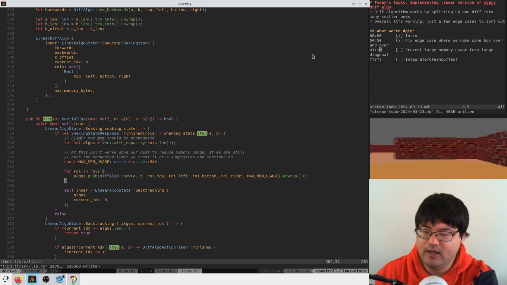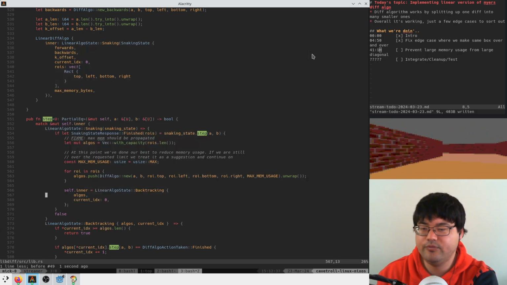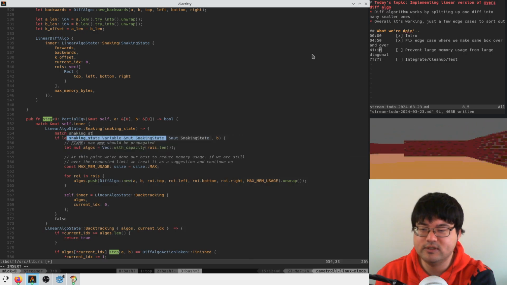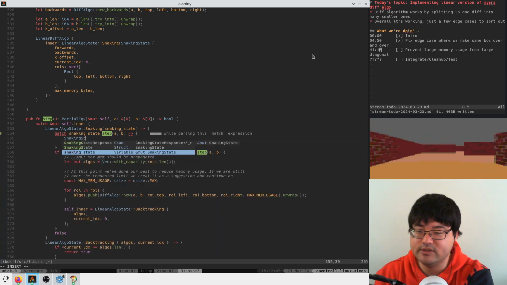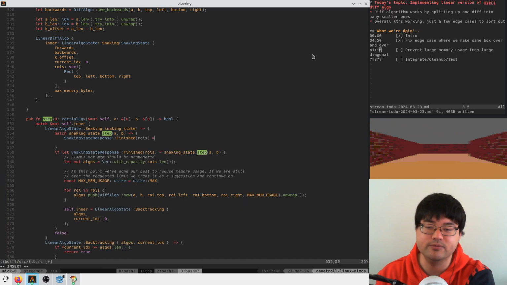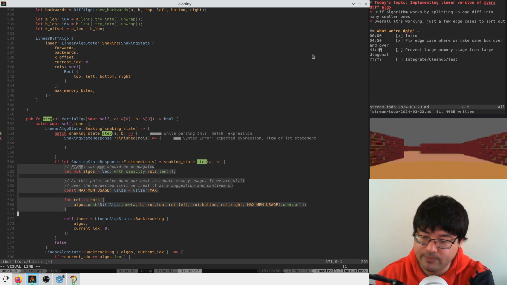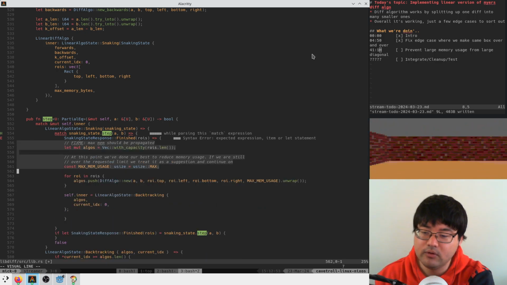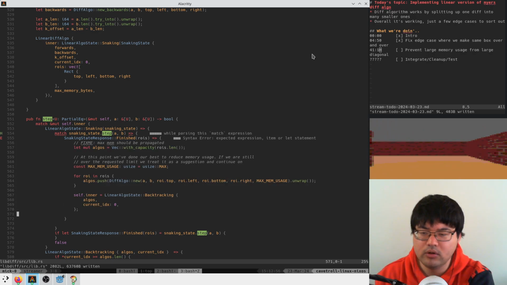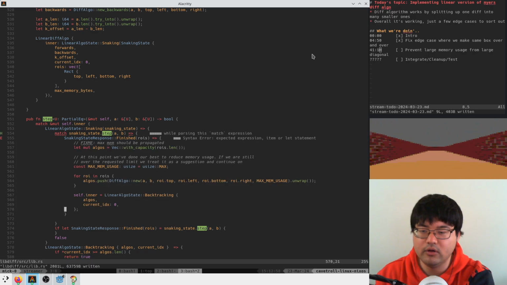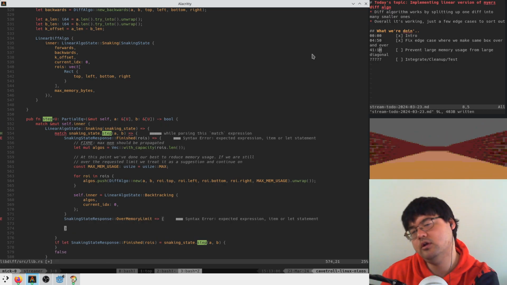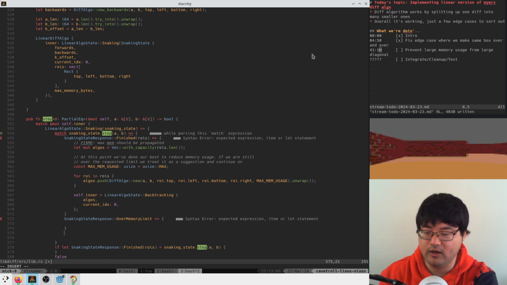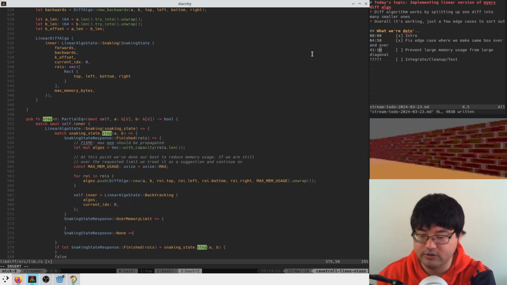Then he will say, hey, we're going to match snaking state step now. And if we see snaking state response finished, ROIs, we're going to do the same thing we were doing before. But if we saw snaking state response over memory limit, we're going to return something. And if we see snaking state response none, we are going to do nothing.